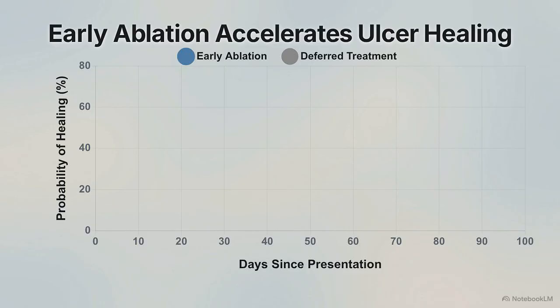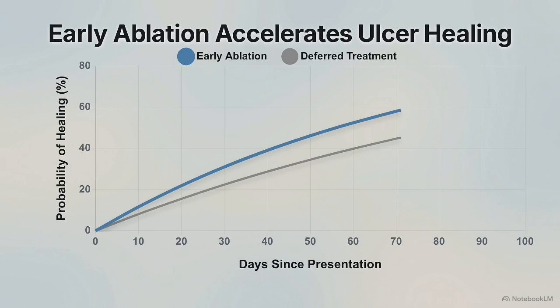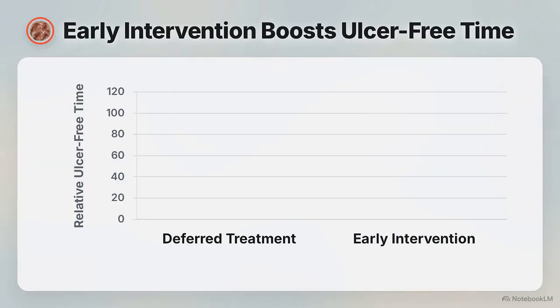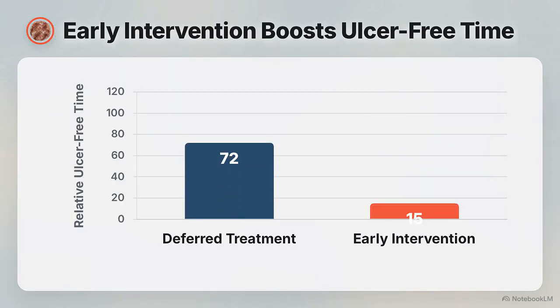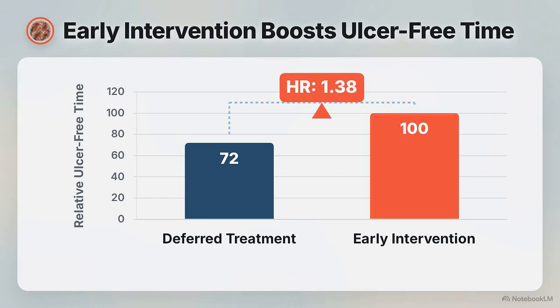This chart from the EVRA trial shows that early superficial endovenous ablation, performed within 2 weeks of presentation, significantly accelerates healing, reaching a median of 56 days compared to 82 days for deferred treatment. With a hazard ratio of 1.38, early intervention fundamentally increases the total amount of ulcer-free time for the patient.